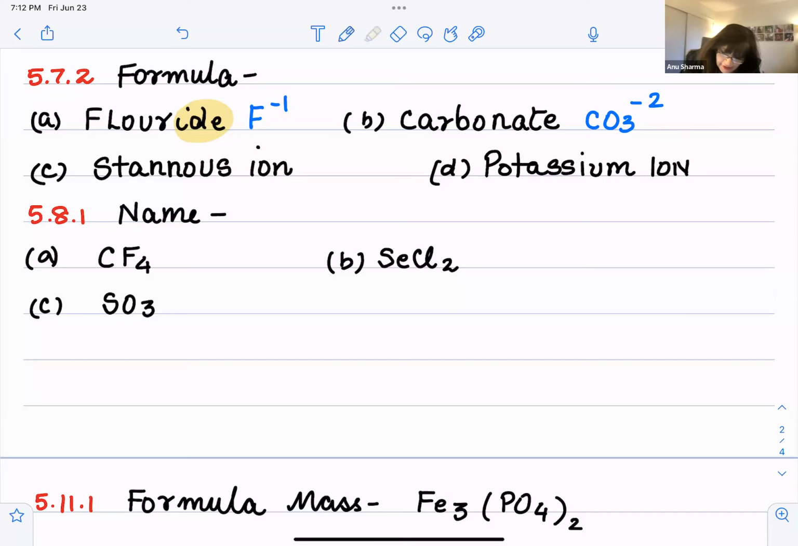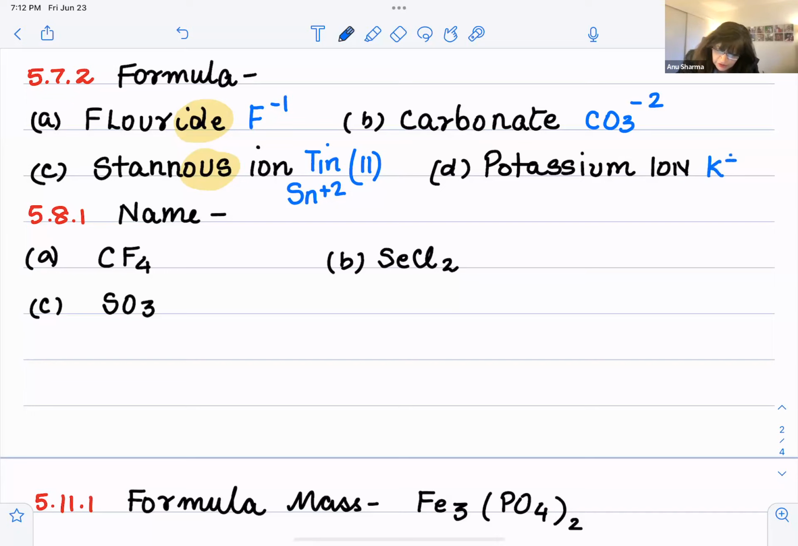Next is stannous. Now, us and ic: remember, stannous is tin, the lower oxidation state for tin. Tin exists in 2 oxidation states, +2 and +4. So +2 is lower, +4 is higher. You can also write Sn +2. Again, this is all memorization based.